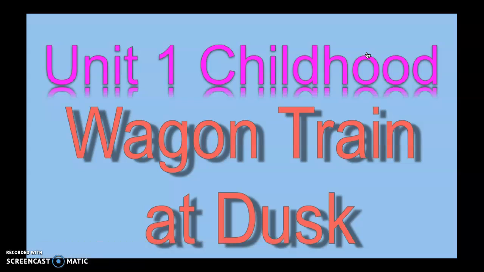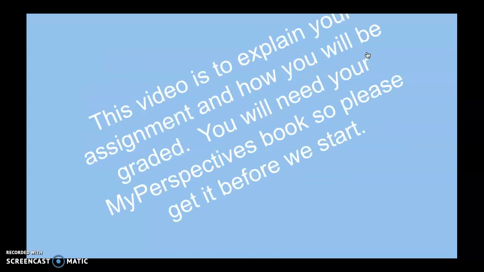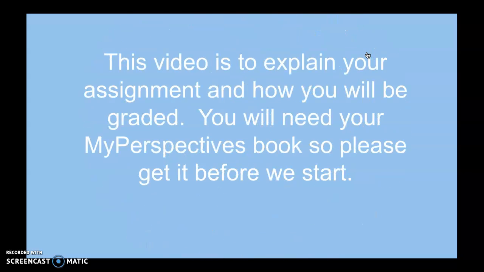This is our first unit in our My Perspectives book, Childhood. And the first story that we're going to be looking at is Wagon Train at Dusk. The purpose for this video lesson today is to explain your assignment and how you will be graded. You will need your My Perspective book, so please get it before we start. You can pause the video and restart it once you have your book.